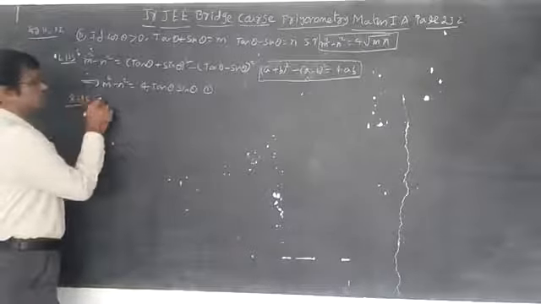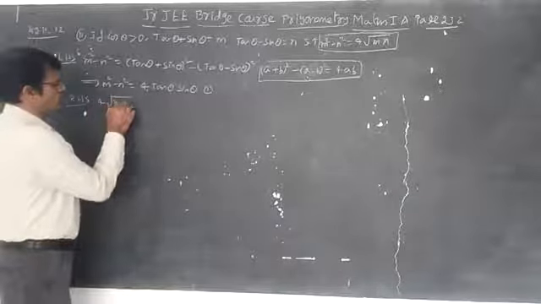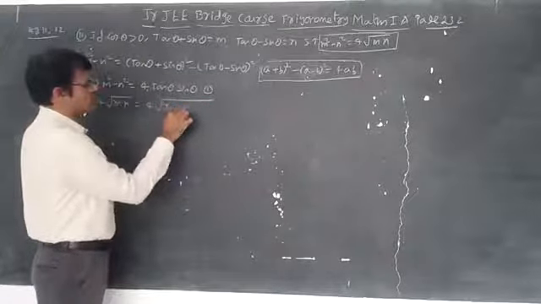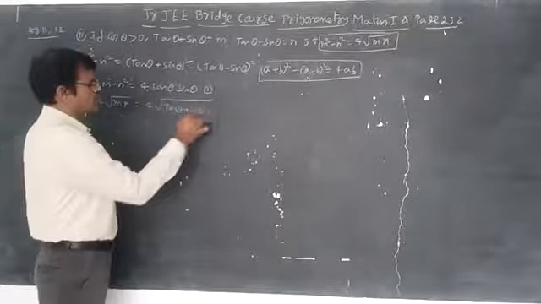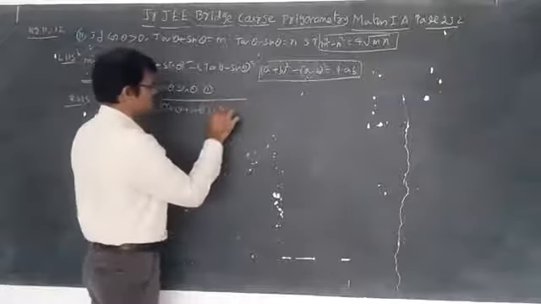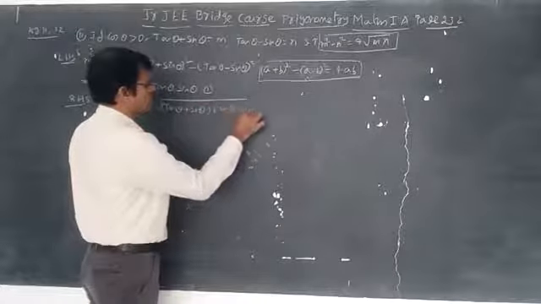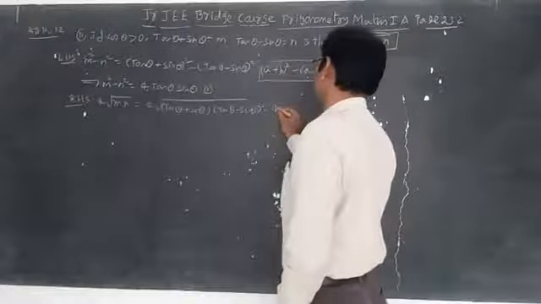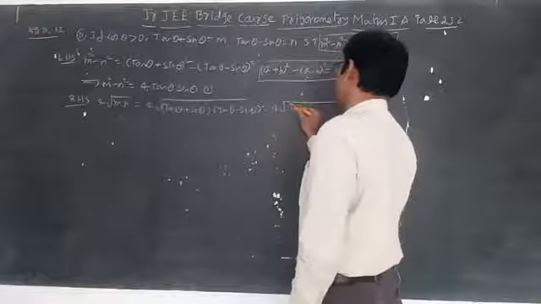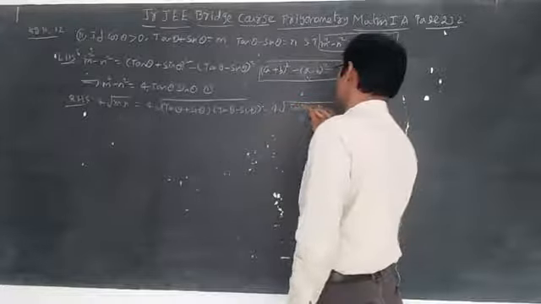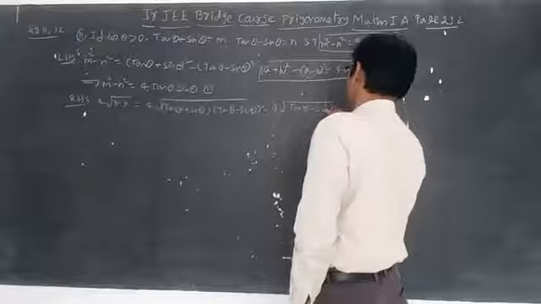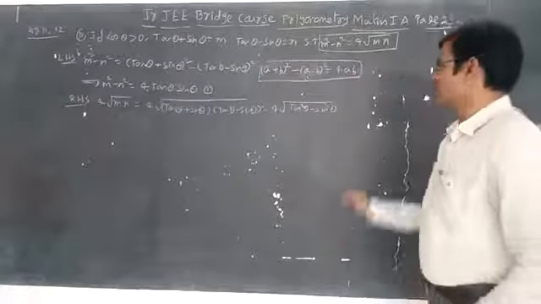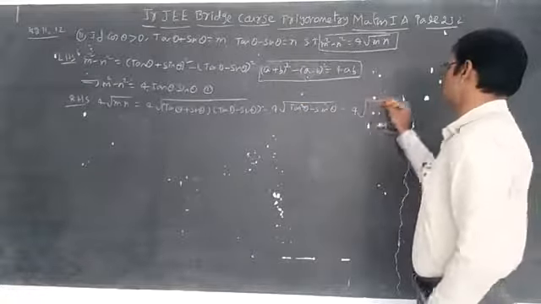Taking RHS, RHS is 4 root mn. So 4 into root of tan theta plus sin theta into tan theta minus sin theta. That is equal to 4 into root of tan square theta minus sin square theta. So tan square theta minus sin square theta we can write here.